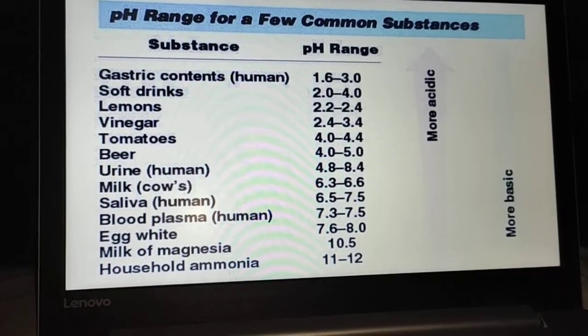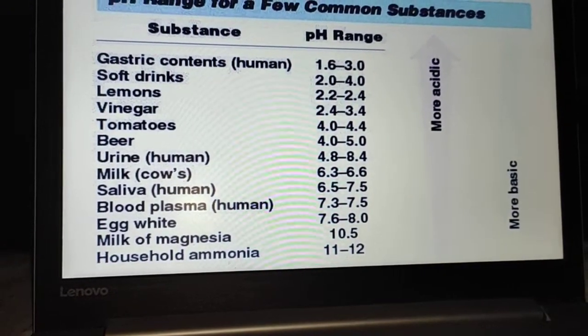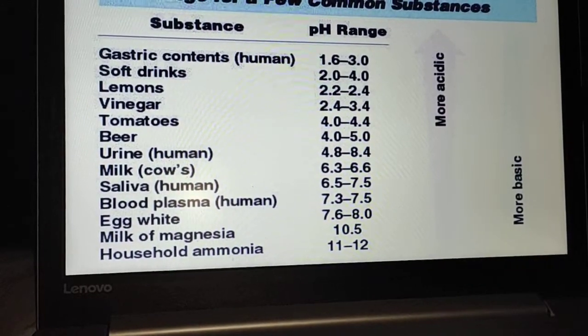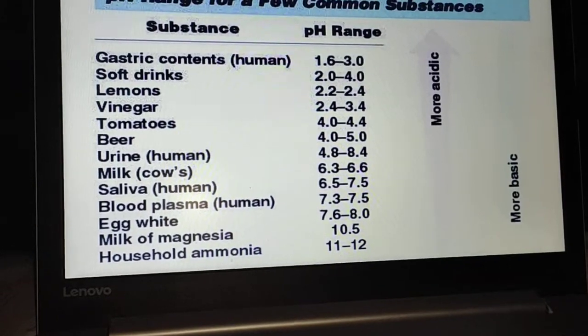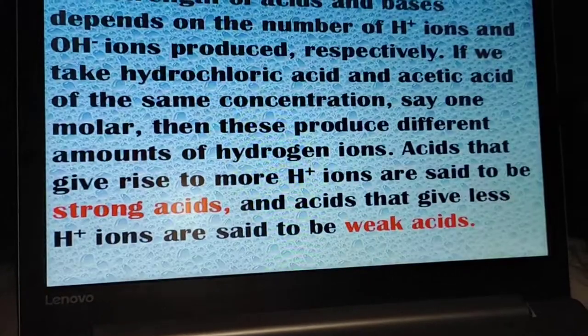So here this is a table of proper pH range. Gastric contains 1.6 to 3.0. Soft drinks, lemons, vinegar, tomato, urine, milk, saliva, blood plasma, egg white, milk of magnesia, household ammonia. So these are the common substances.